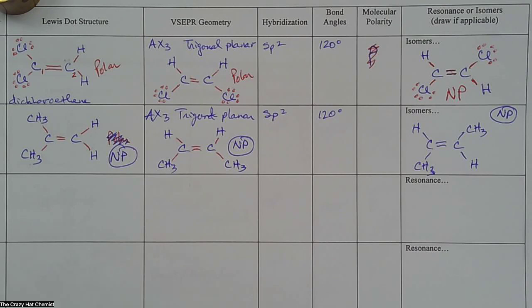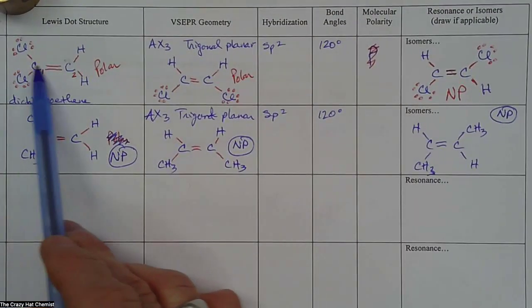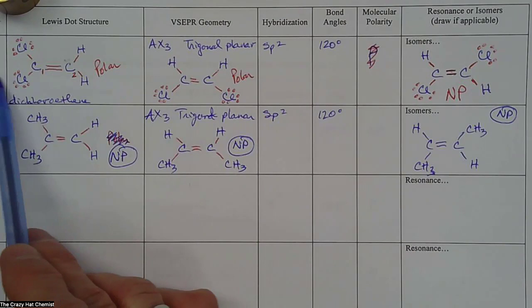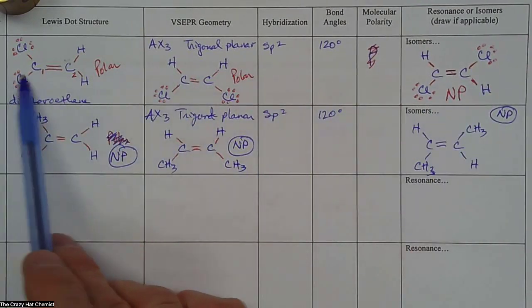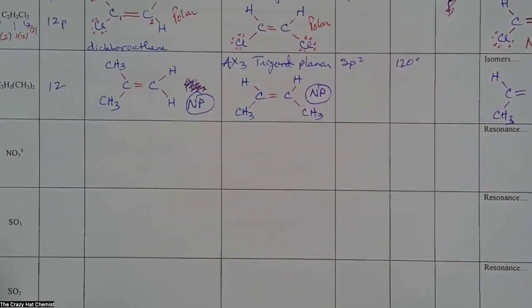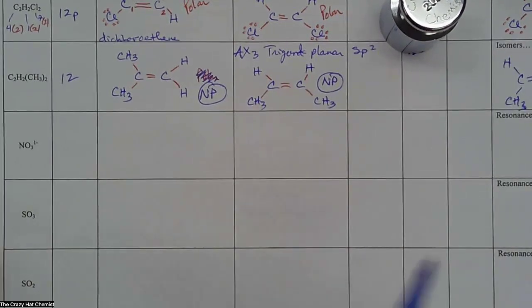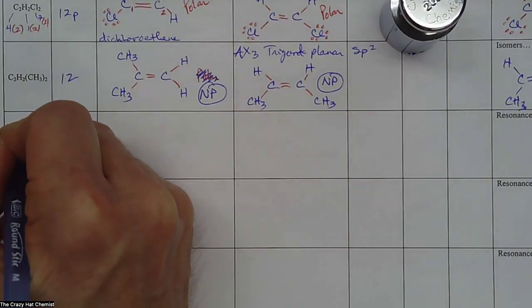So I'm going to move on to the next one, which is going to be even more important than this last set. But you definitely need to know this top one right over here. Definitely know this dichloroethene example. You need to know that. That's very important. All right, now we're going to move on over to this next problem here. And this is going to be nitrate.